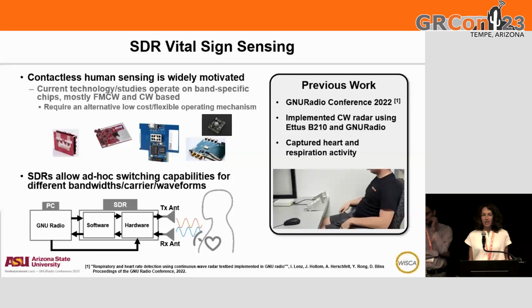The radar application that we are exploring in this work is specifically human vital sign monitoring. If any of you were at GRCon last year, I presented on some work using a continuous wave radar built with a software-defined radio that we use to measure heart and respiratory rate. This is an extension of that work, and there's a lot of very interesting research going on in that space using small-scale radar systems, but not a ton using software-defined radios. So we've had some fun doing that.